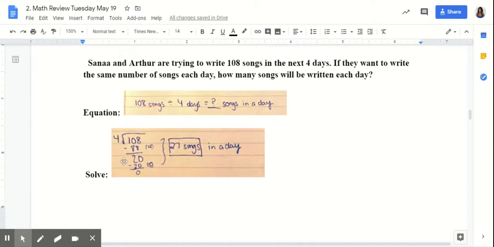Getting into solving, I know that 108 divided by 4, I did a group of 88, which is 22 groups times 4, and then 20 is left over. For 4 goes into 20, 5 times. So I know that 27 songs needs to be written each day in order for them to be successful.